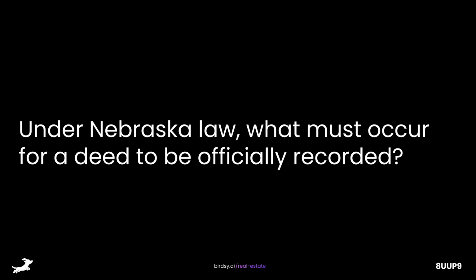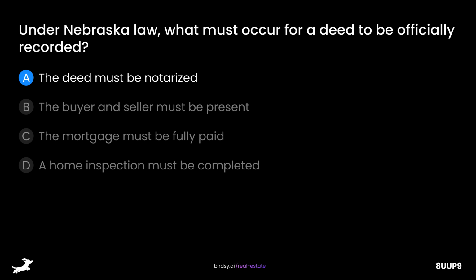Under Nebraska law, what must occur for a deed to be officially recorded? Is it A, the deed must be notarized, B, the buyer and seller must be present, C, the mortgage must be fully paid, or D, a home inspection must be completed? The answer is A, the deed must be notarized.